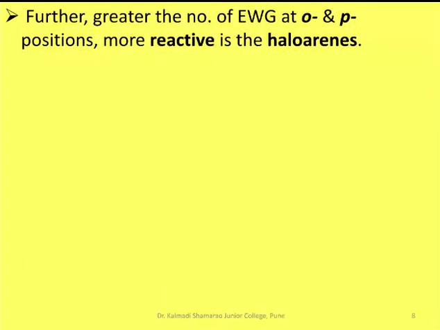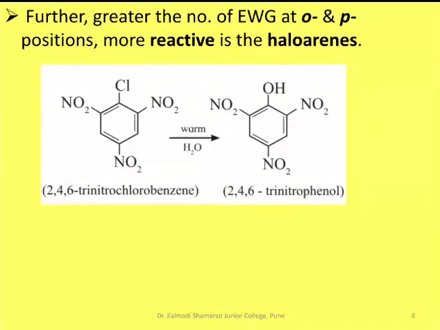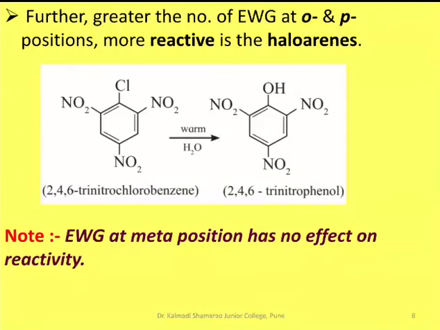Further, the greater the number of electron withdrawing groups at ortho and para position, the more reactive is the haloarene, because the presence of electron withdrawing groups at ortho and para position withdraws electrons from the benzene ring, and hence attack of nucleophile becomes easy. For example, when 2,4,6-trinitrochlorobenzene is simply warmed with H2O, it gives 2,4,6-trinitrophenol easily. It is important to note here that an electron withdrawing group at meta position has no effect on reactivity.